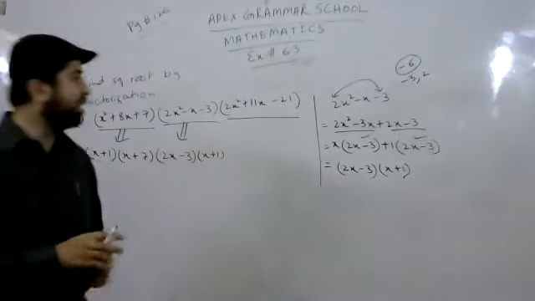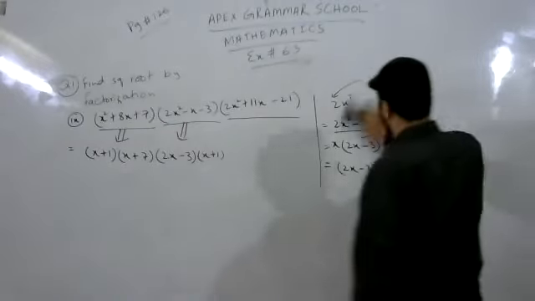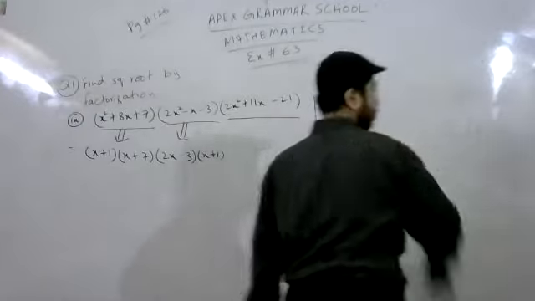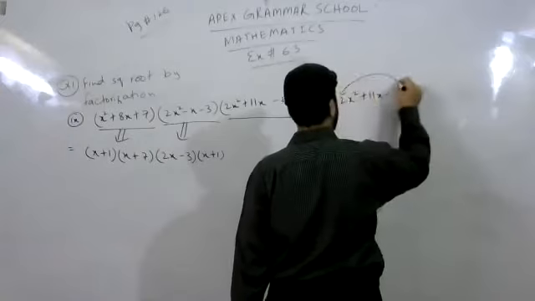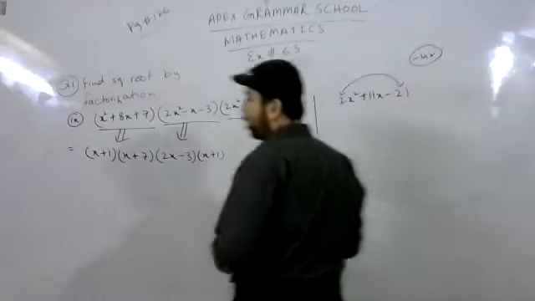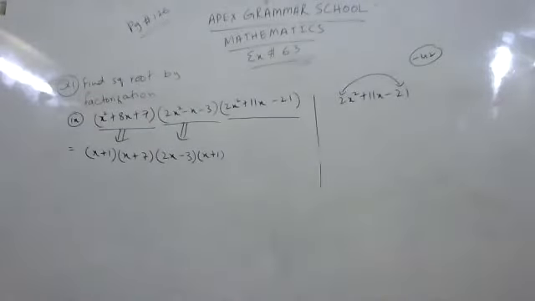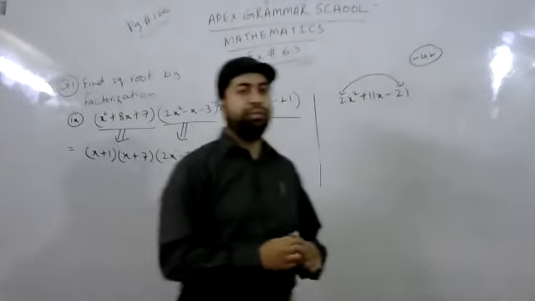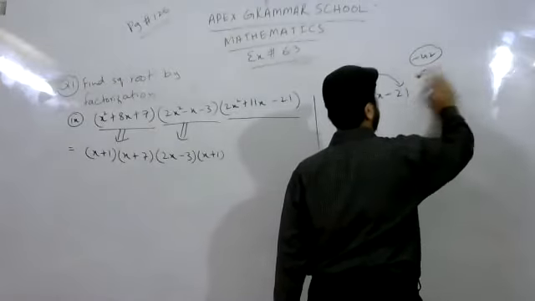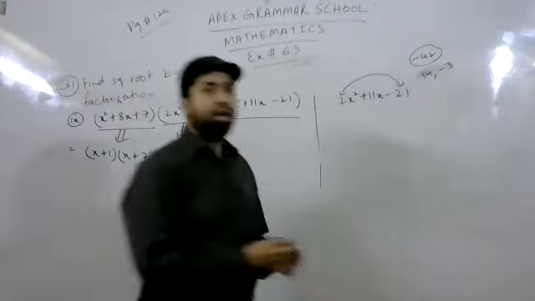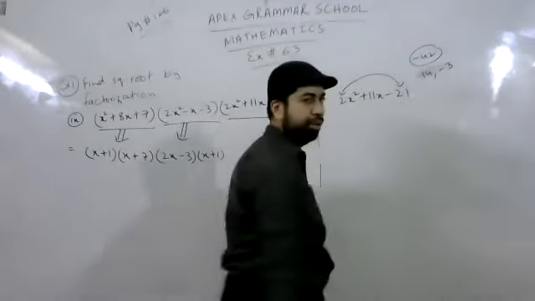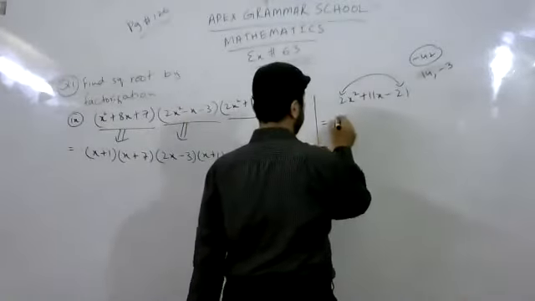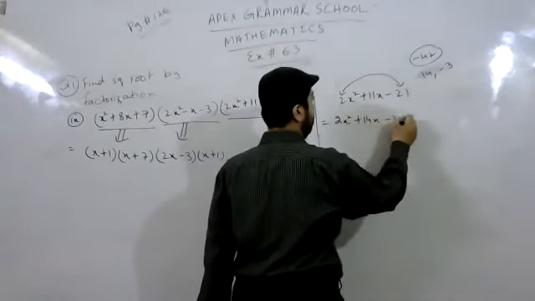Now for the term 2x square plus 11x minus 21. This 2 will multiply with minus 21, that makes minus 42. Now we need a pair of numbers whose multiplication is minus 42 and whose sum is plus 11. So both numbers are 14 and minus 3, because 14 multiplied by minus 3 is minus 42 and 14 minus 3 is plus 11. So make the pair of it: 2x square plus 14x minus 3x and then minus 21.